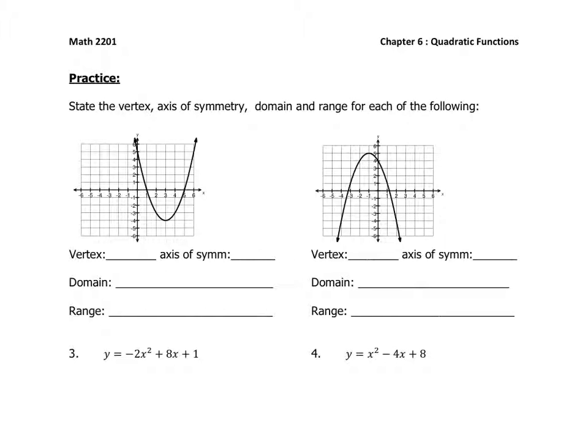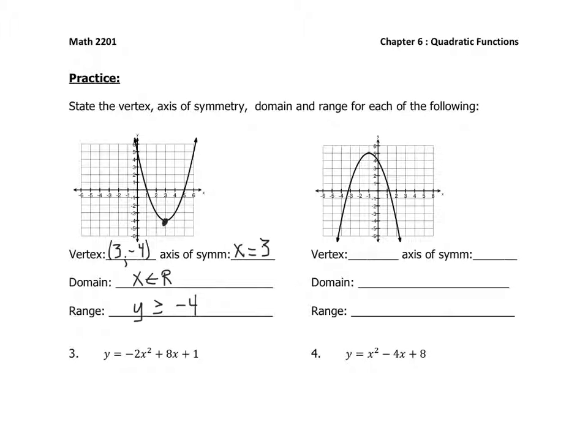So some practice questions now. So the first one here, if you're looking for the vertex, you're looking for the coordinates of this point right here, which is 3, -4. And the axis of symmetry then would be x equals the x coordinate of the vertex, which is 3. The domain would be all real numbers. And the range would be everything greater than or equal to the y coordinate of the vertex, which is -4.